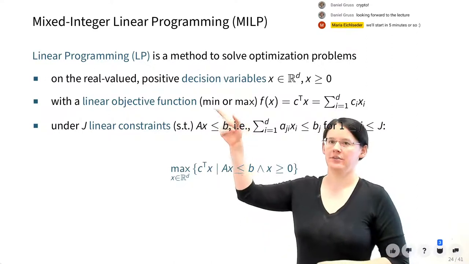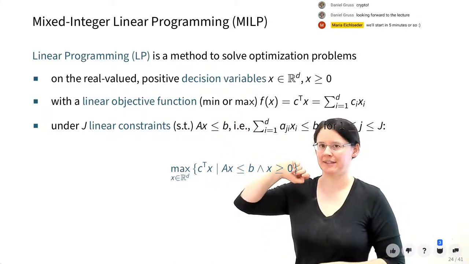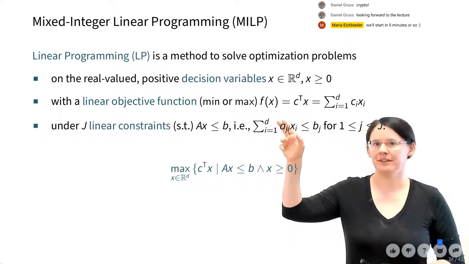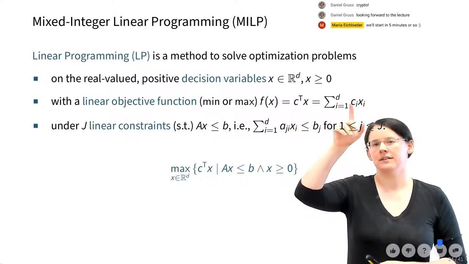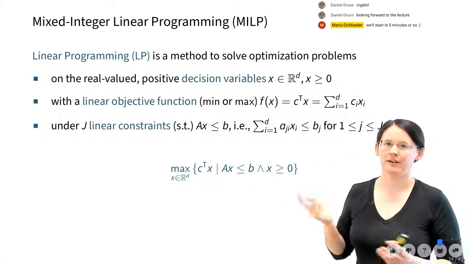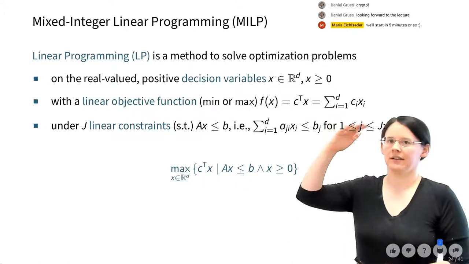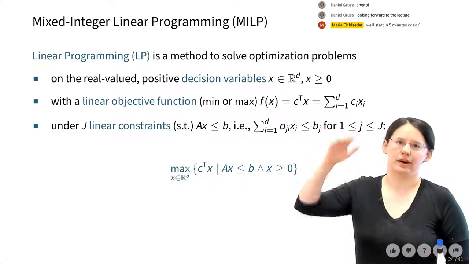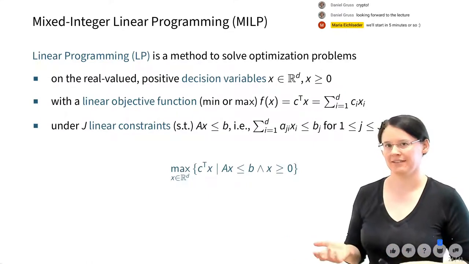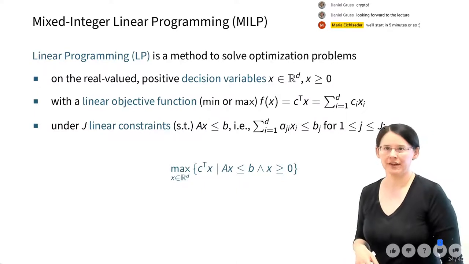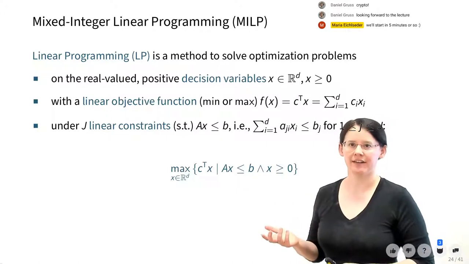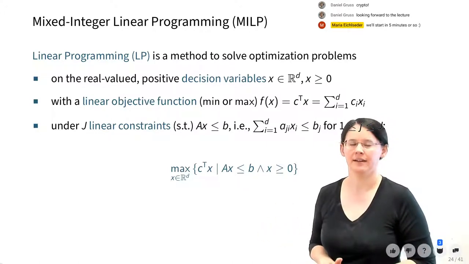You have an objective function that you want to minimize or maximize, and this function has to be linear. This means it can be written as some sum of some coefficients times each of these decision variables. So for example, if I have two decision variables x and y, the objective function could be x plus y, or x plus 5y if y is 5 times more costly than x, something like that. And you also have linear constraints. So these are side conditions that every solution must satisfy.